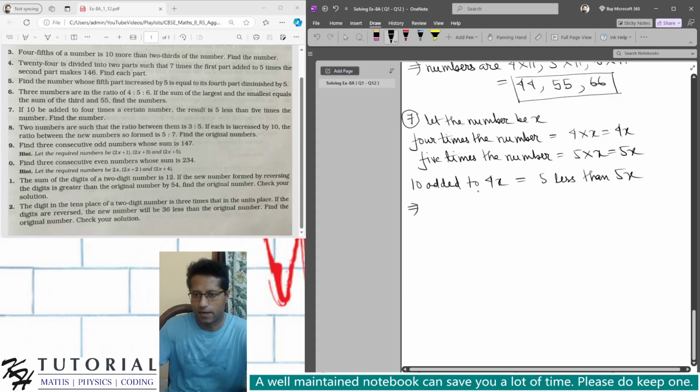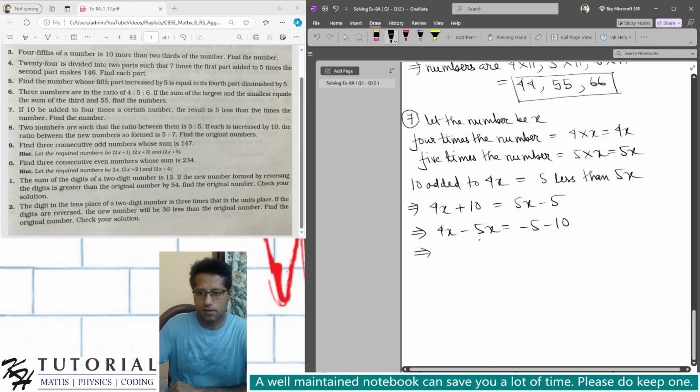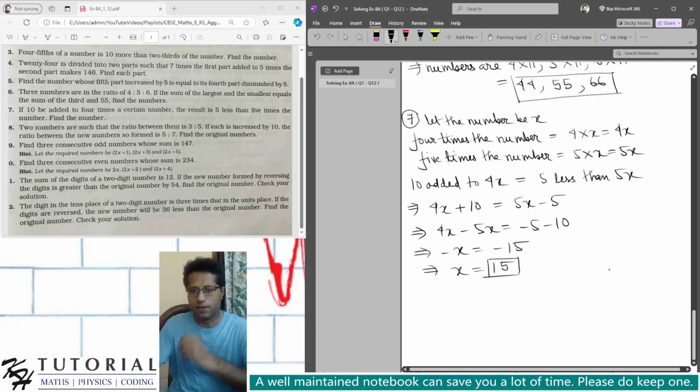From the equation, 10 added to 4x means 4x plus 10 is equal to 5 less than 5x means 5x minus 5. So this is the simple linear equation we have formed, and we have to solve it. We will bring the x terms to the left hand side and all the constants to the right hand side, and we get 4x minus 5x is equal to minus 5 minus 10. After simplification, we get minus x is equal to minus 15. So this implies x is equal to 15. So the number is 15.